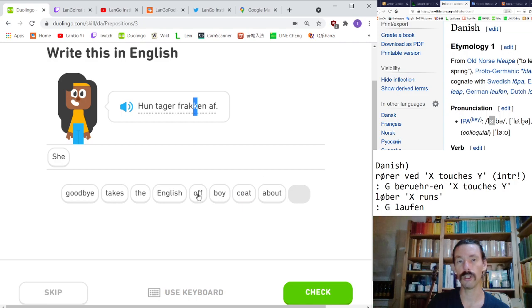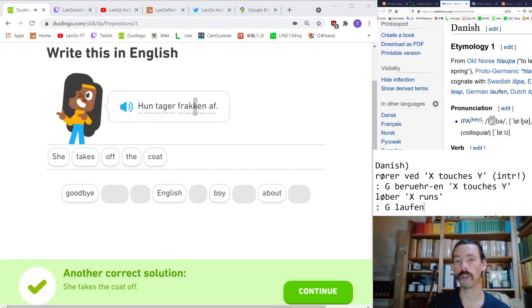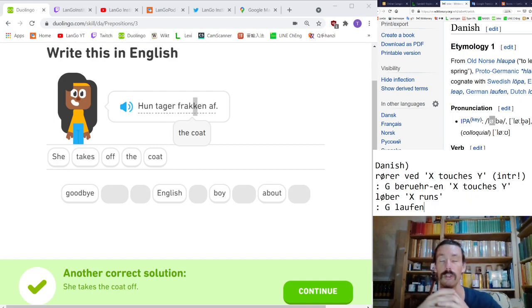She, is hun, takes off the coat. Frakken. This one is kind of a funny, fun family of words. German Rock is Frakken. Rock had an older voiceless H. Rock. And that one in French was reinterpreted as an FR cluster for frock.